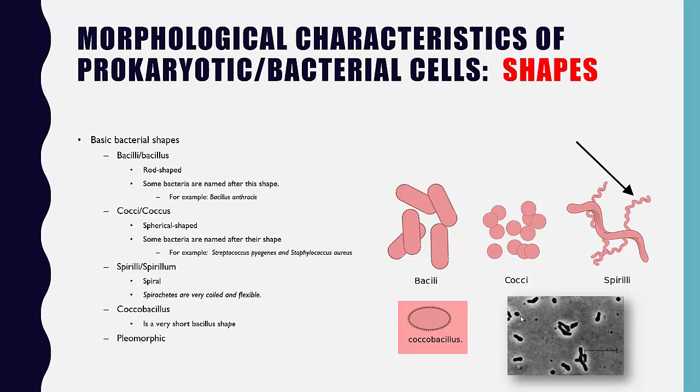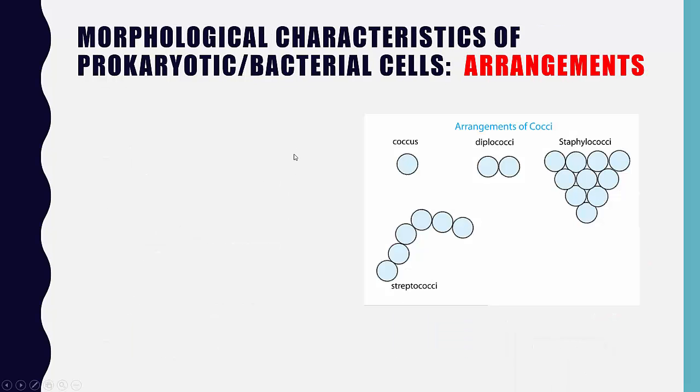But no, some bacterial types are pleomorphic. Pleo meaning many, morph, okay, the morphology is the shape, the structure. So it's a many structured type of cell. Many shapes. All right. Okay, now what about arrangements?